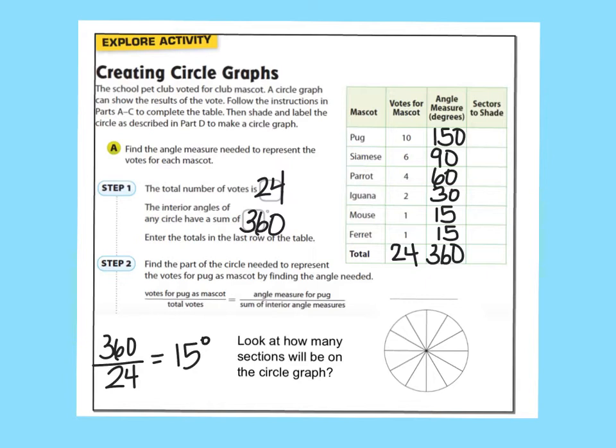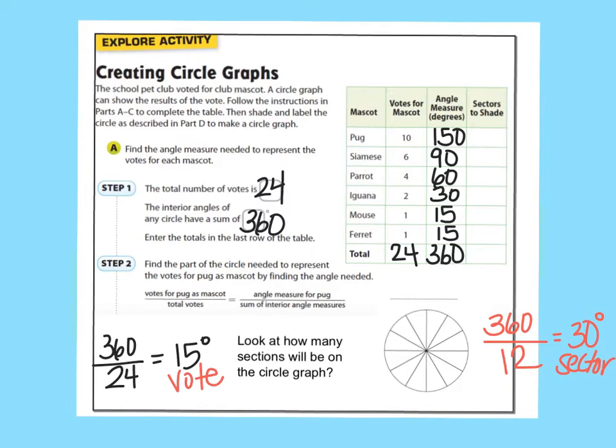Now to figure out the sectors to shade, I have to do a slightly different calculation. I know there are 360 total degrees in this circle, and there are 12 sectors that are all the same. So for each sector it's 30 degrees. Remember, the 15 degrees is per vote. This 30 is how many degrees are in a sector. When I go to figure this out, I'm going to start at the bottom this time.